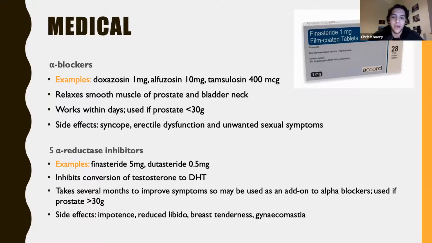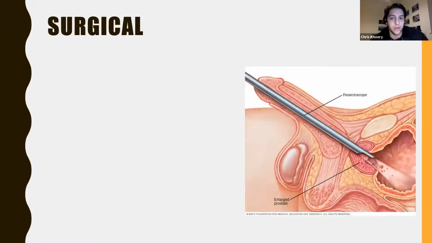You can also use PDE5 inhibitors, so things like Viagra, which may improve lower urinary tract symptoms, erectile dysfunction, and quality of life. And these can be considered for patients with comorbid BPH and erectile dysfunction. So that's medical management. Surgical management now. Does someone want to shout out the gold standard? It's on the screen there as a clue.